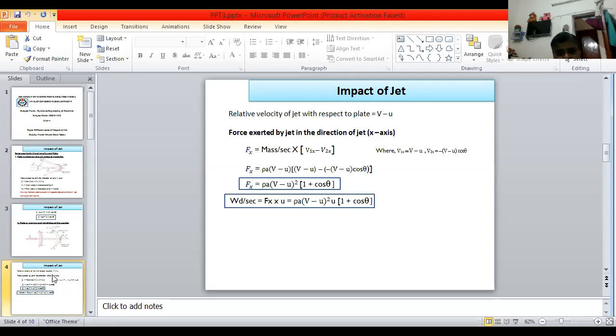Now work done per second, that is Fx into u, that means rho a v minus u square into u in bracket 1 plus cos theta. That's okay.